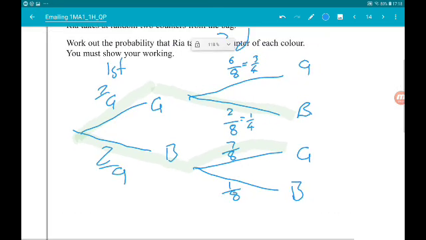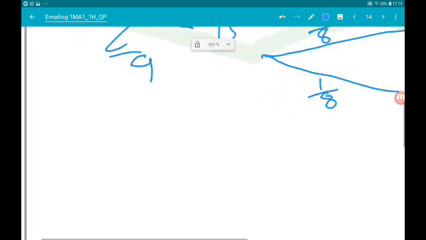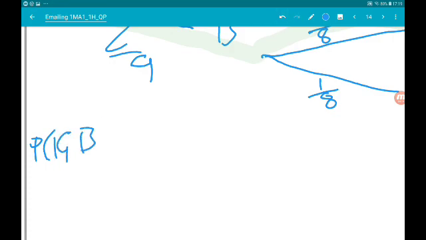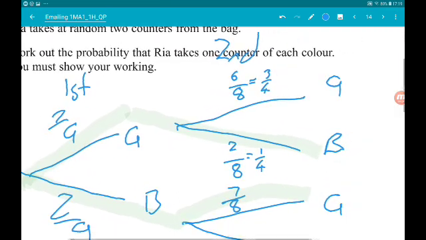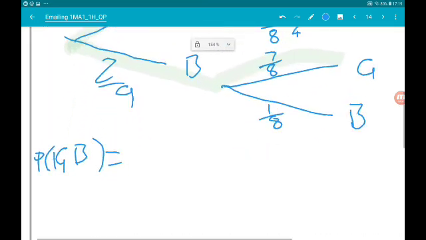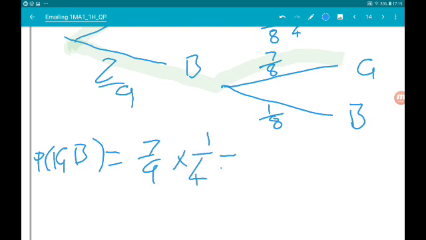So the probability of green and then blue is 7/9 times 1 quarter. Now, when you multiply probabilities together, you multiply the tops and multiply the bottoms. So this is going to give us 7 over 36.